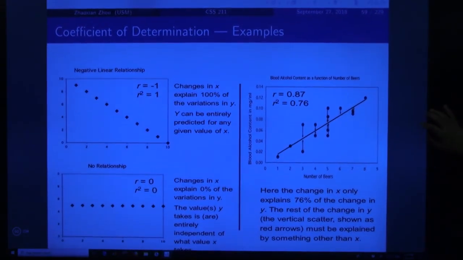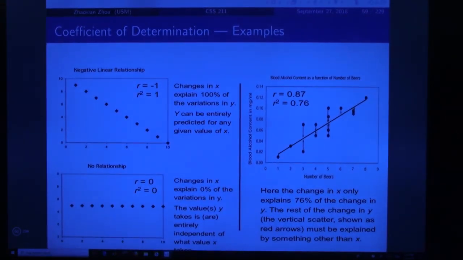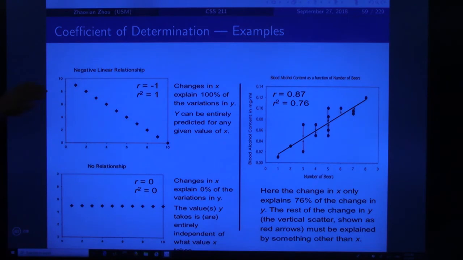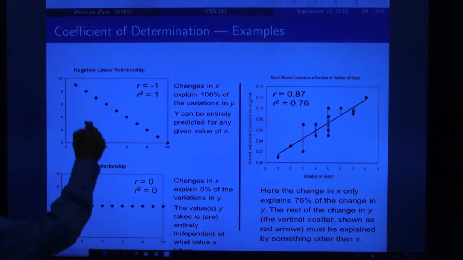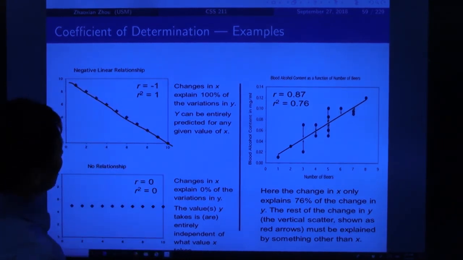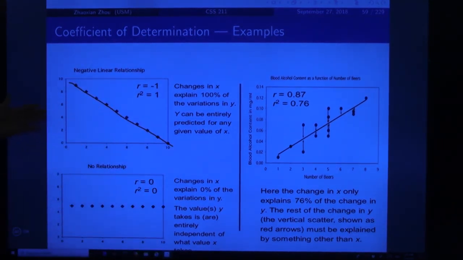Okay, now some more examples of correlation coefficient and coefficient of determination. The first one, we know r equals -1 because it's negatively correlated, and it's very strong. It's -1 here, like this. And r squared definitely equals 1. That means the variance in y will be 100% explained by the variance in x.